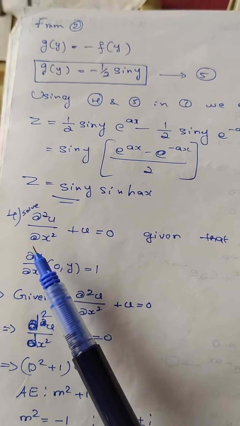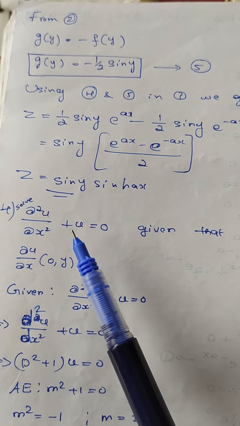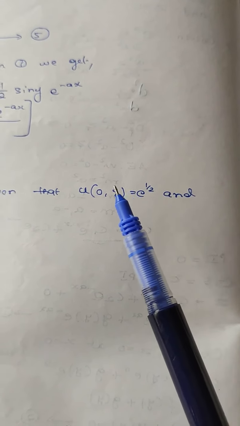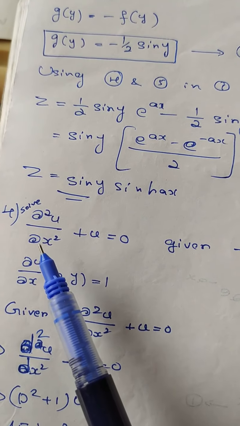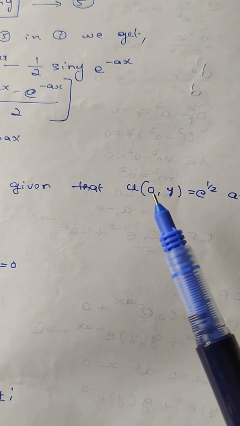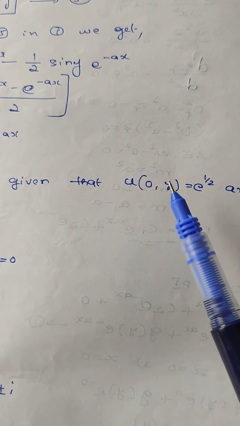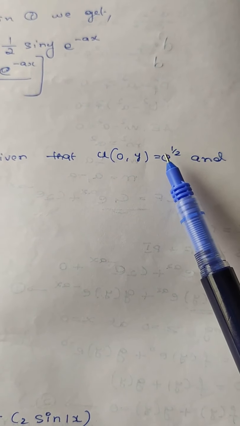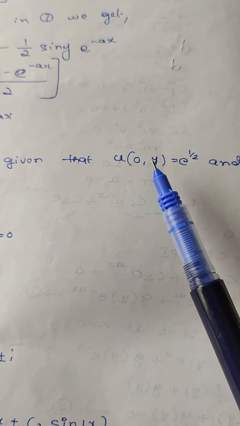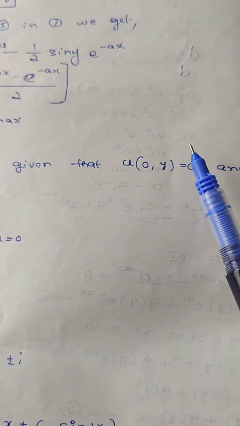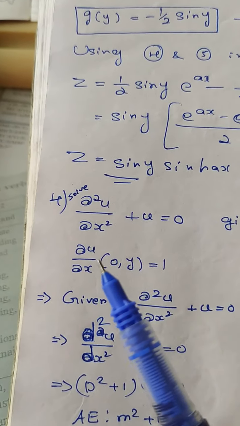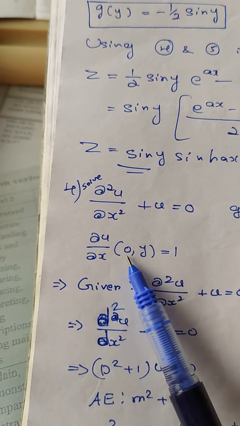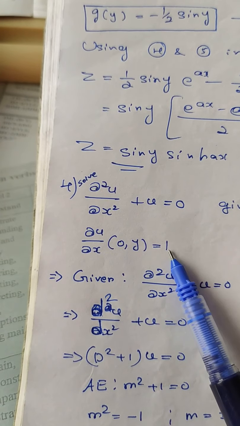Next one. Del square u by del x square plus u is equal to 0, given that u of 0 comma y is e power 1 by 2. Here, what is the independent variable? X. That means u is always a function of x and y. So 0 comma y means when x is equal to 0, u is e power 1 by 2. Suppose if it is u of x comma 0, then when y is equal to 0, u is e power 1 by 2, like that. And the second condition is del u by del x at 0 comma y is equal to 1, meaning when x is equal to 0, del u by del x is 1.